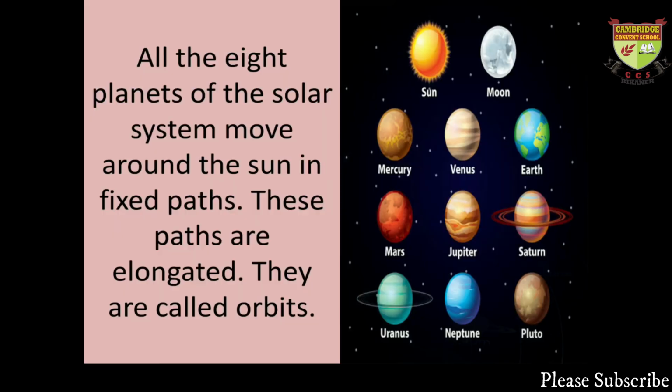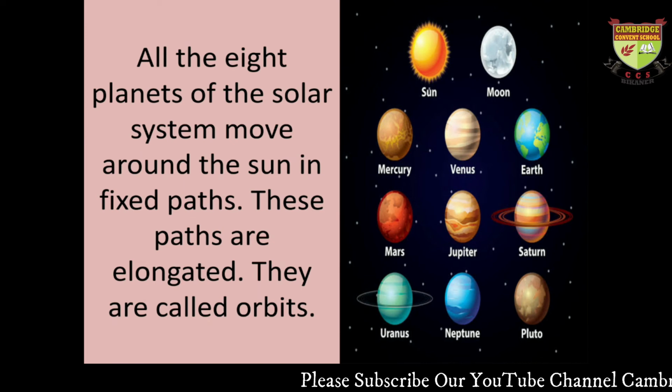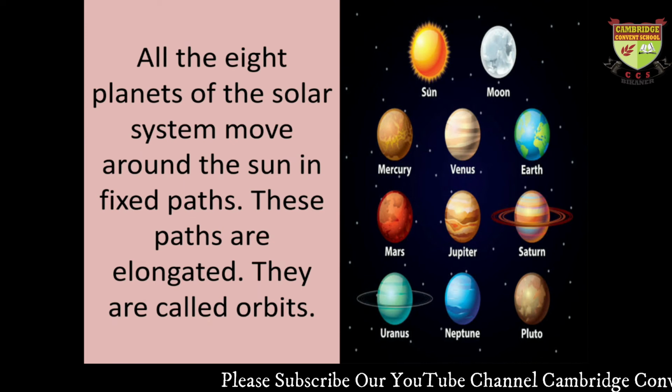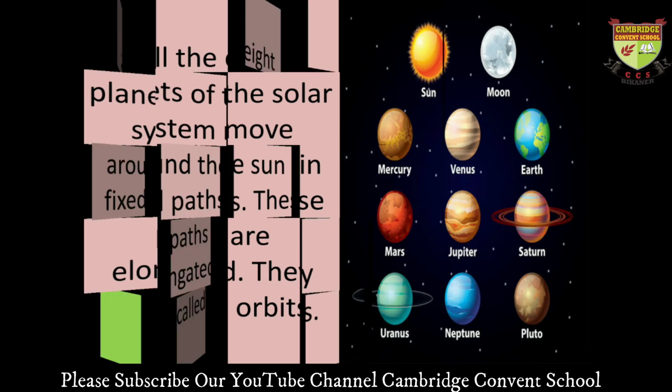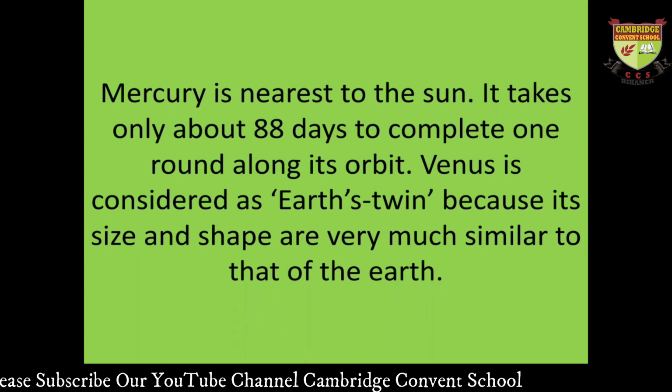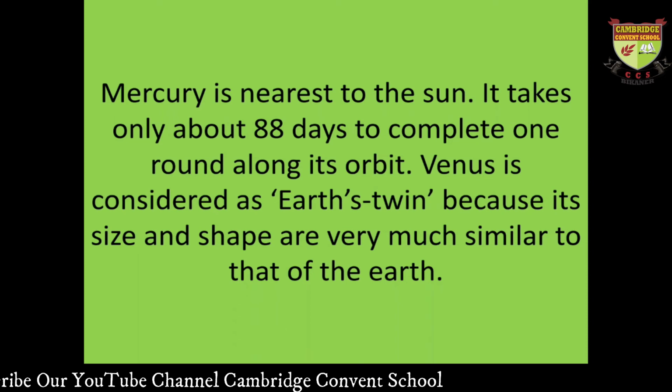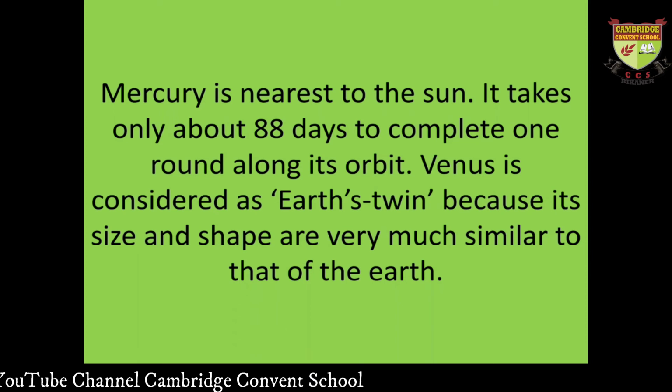All the 8 planets of the solar system move around the sun in a fixed path. They all move around the sun in a fixed path. These paths are elongated. They are called orbits. Mercury is the nearest to the sun. It takes only about 88 days to complete one round along its orbit.